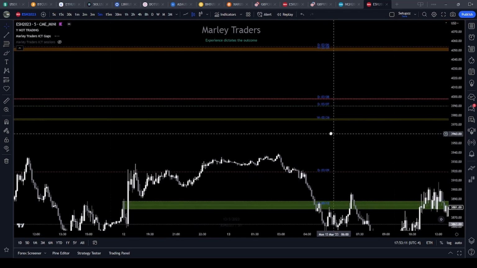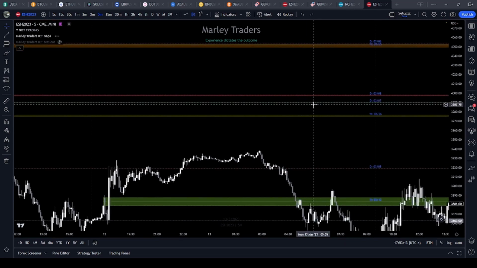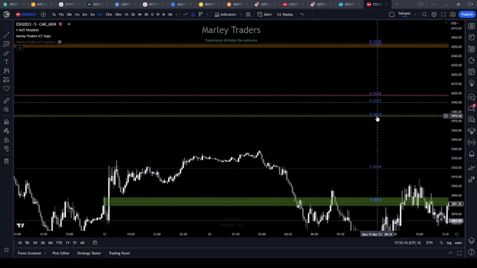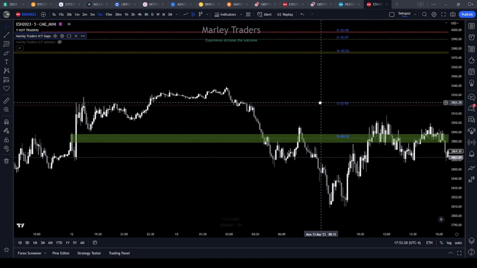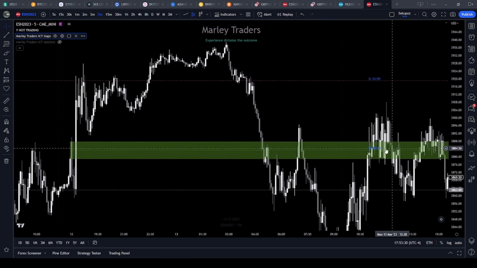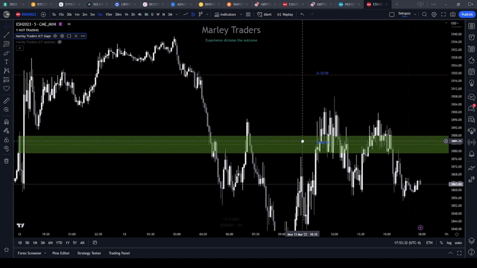And if you look at this indicator, the gaps are dated. This is a week. This is 26th of February. And this is a day. You can see the D stands for day. You know this is a daily gap. This is a daily gap. This is a weekly gap. And there's a daily gap up there.